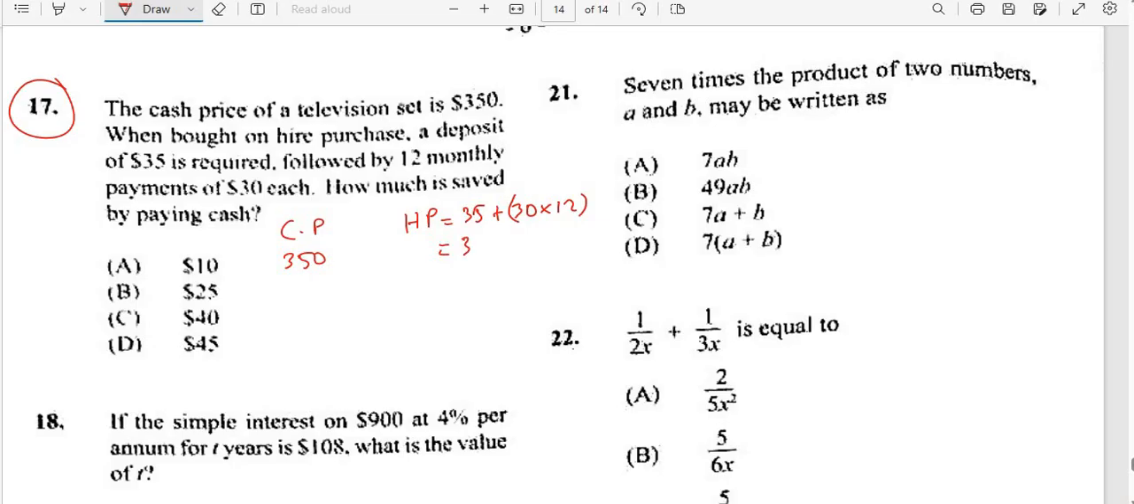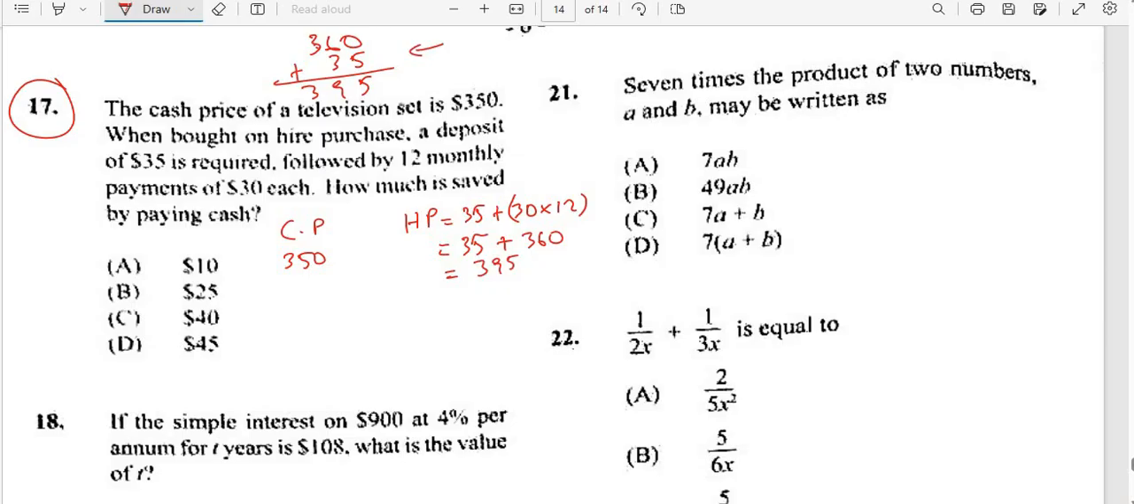That's 35 plus, now 3 times 12 is what? 36. So that's 360. Since it's 30 times 12, you put back the 0. And then you're going to add those together to get the hire purchase amount. So 360 plus 35 is what? So we have 360, 35, that's 395, okay?